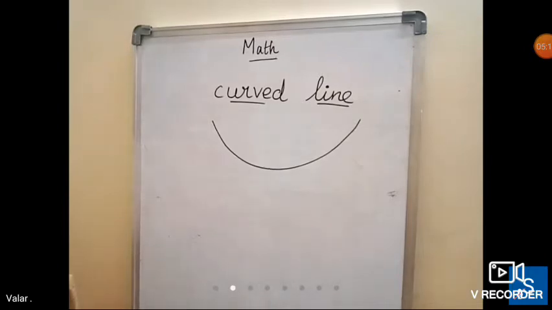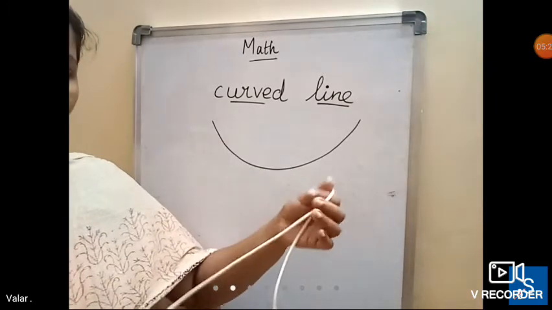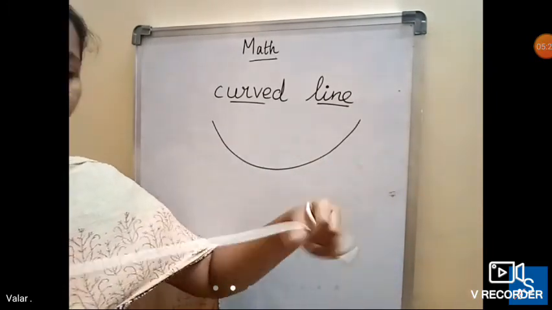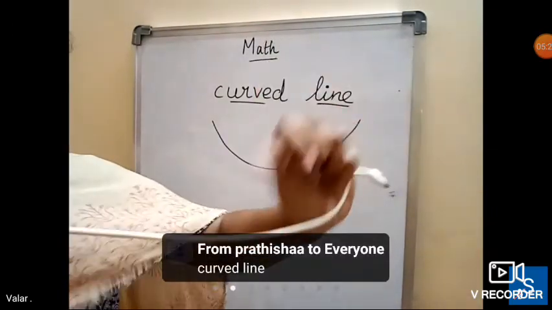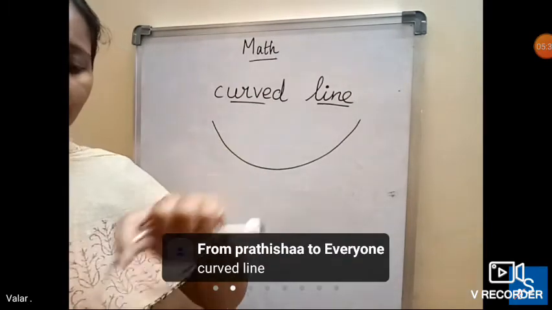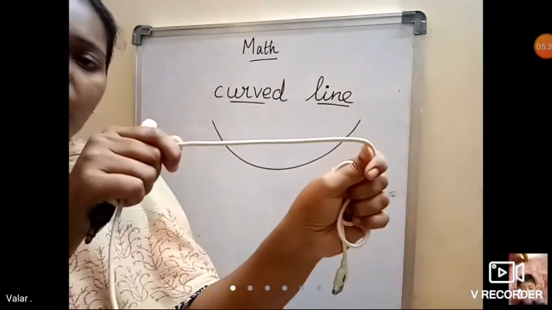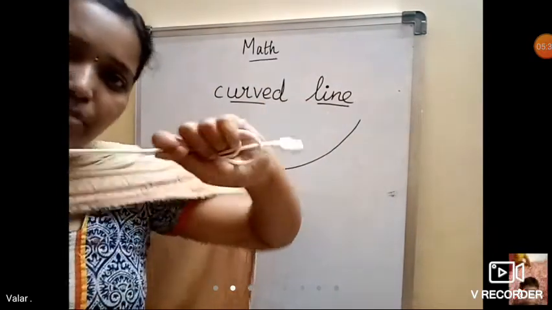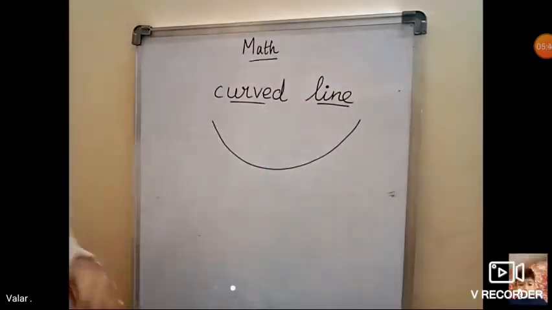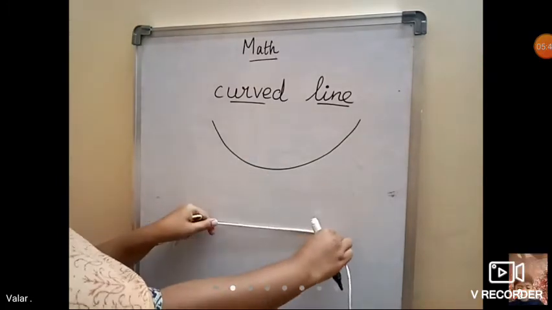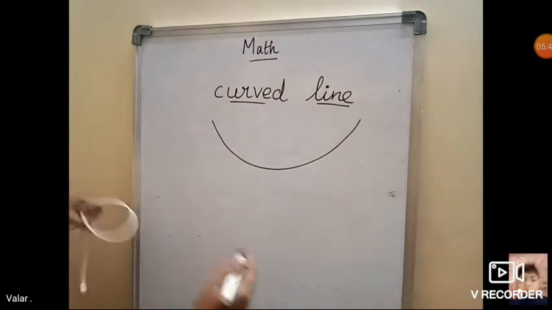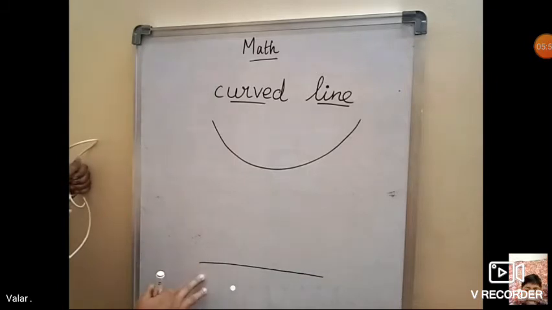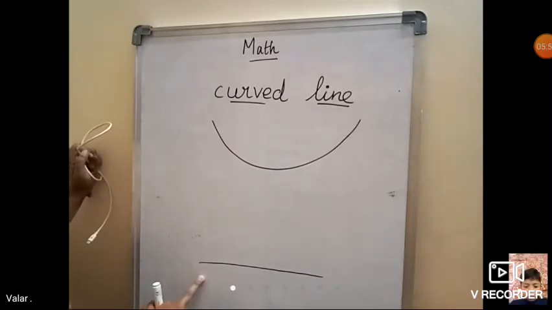And next one, this you can try with any rope. If you are giving some looseness, then you will get this type of line. If you are stretching it out, you will get a straight line. Now I am stretching it, so now I am getting a straight line. This line is called a straight line.